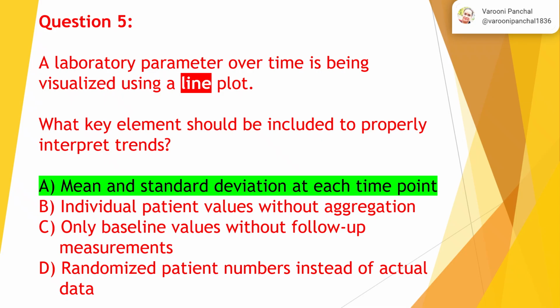Question 5. A laboratory parameter over time is being visualized using a line plot. What key element should be included to properly interpret trends? Option B, individual patient values without aggregation. No. Only baseline values without follow-up measurements. No. Then option D says randomized patient numbers instead of actual data. No. So the correct answer is mean and standard deviation at each time point, because we are analyzing this laboratory parameter, right? And we are presenting this line plot.